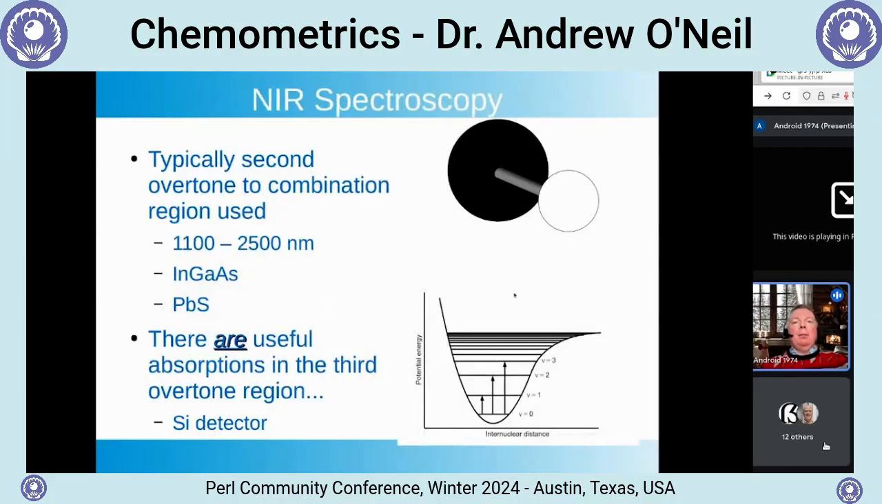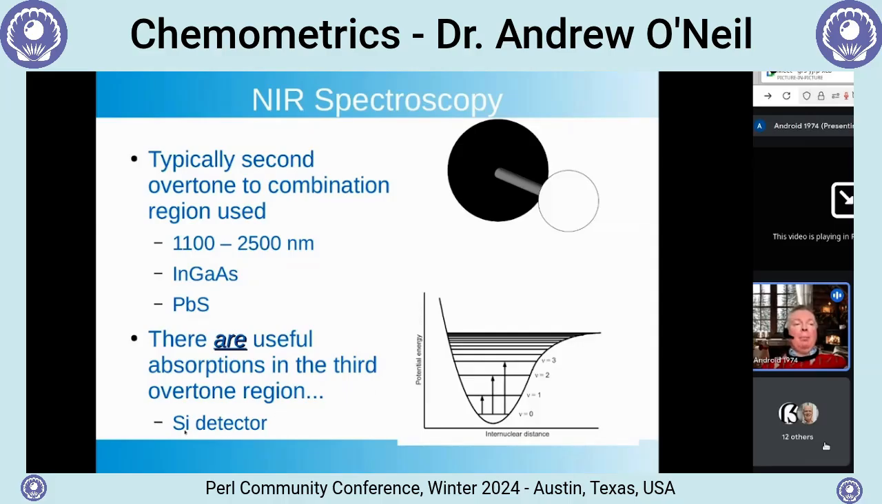So typically, most people, when they do NIR spectroscopy, use the second, first, and combination regions. So that's 1100 nanometers to 2500 nanometers in the electromagnetic spectrum. And the spectrometers would typically have an indium gallium arsenide detector or a lead sulfide detector. However, there are useful absorptions in the third overtone region, which spans roughly 780 nanometers to 1100 nanometers.